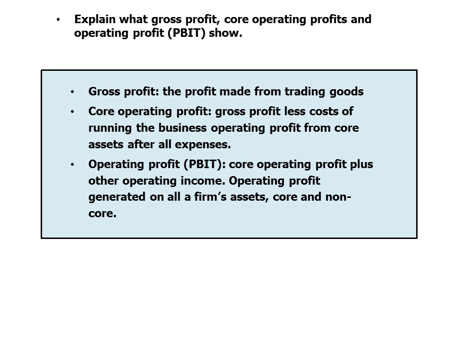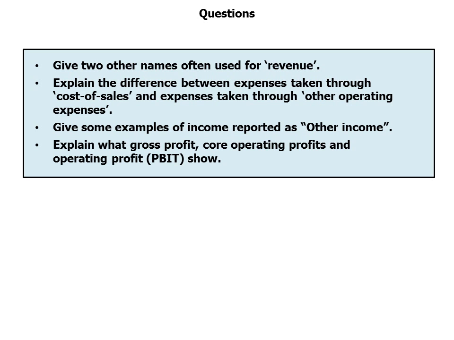And finally, operating profit or profit before interest and tax, PBIT. And this is core operating profit plus other operating income. And this is the operating profit generated on all of the firm's assets, both core and non-core. And those are the questions that we've looked at.